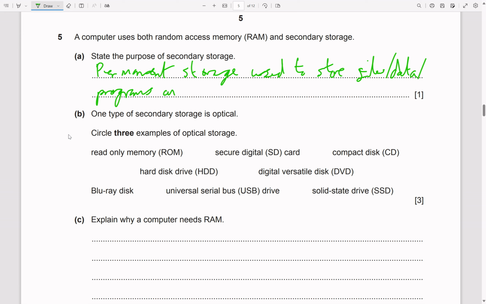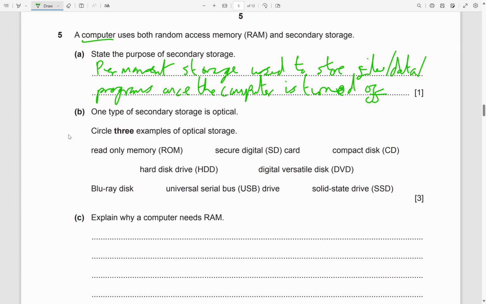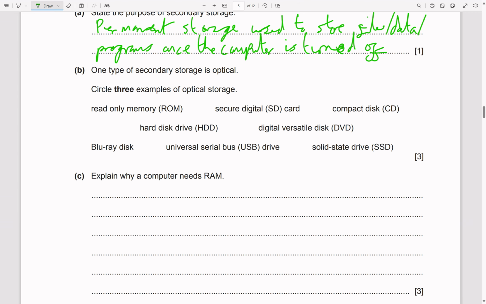Right, let's say, once the computer is turned off, or once the device is turned off. Or I think here, well, here they mention computer, so we can specifically mention computer. Okay, right, turned off.